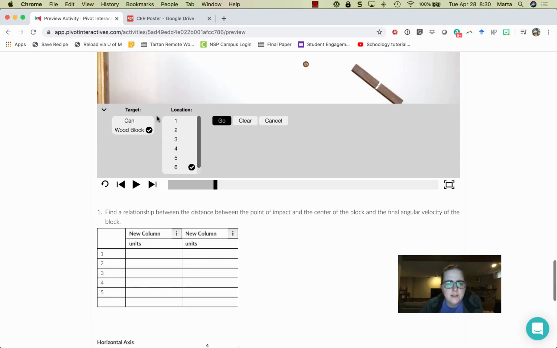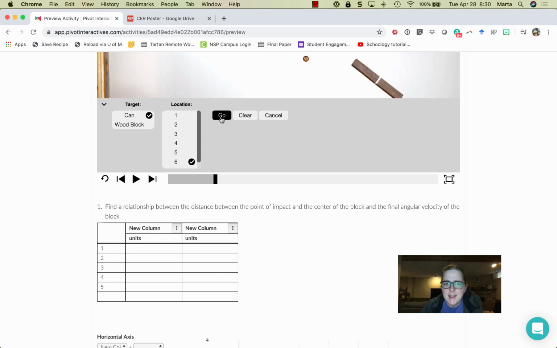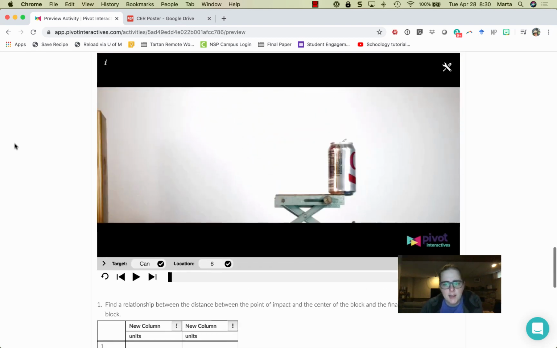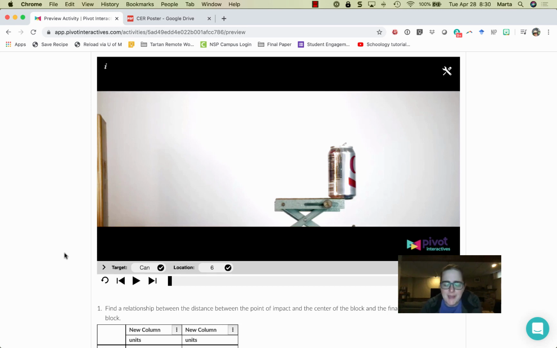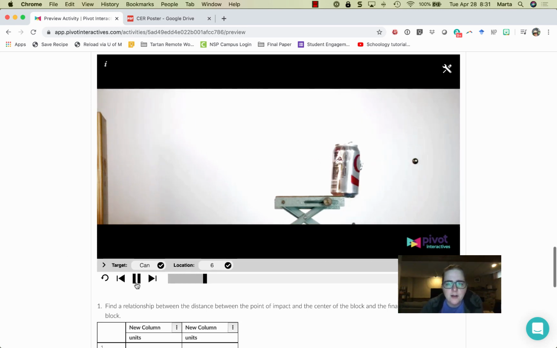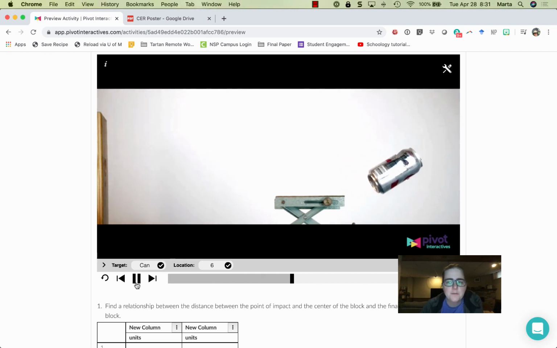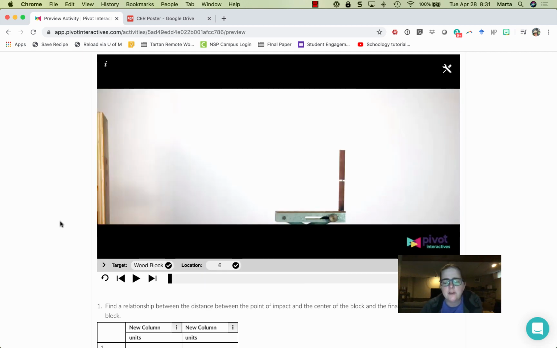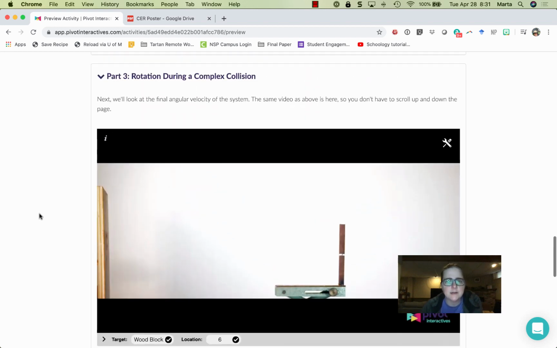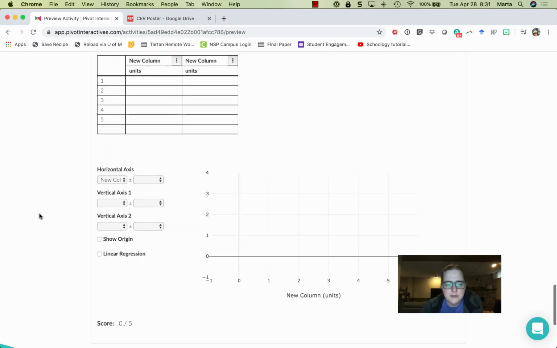Now I should mention this does have a can in here as well. I've found that while the can is certainly more dramatic and a lot of fun to watch, it's hard to get good measurements from, but it is kind of fun to watch the marble just blast through the can. But we're going to stick with collecting data from the block just because you're going to tend to get cleaner numbers. So there's the quick overview of what you're going to be doing in this lab.